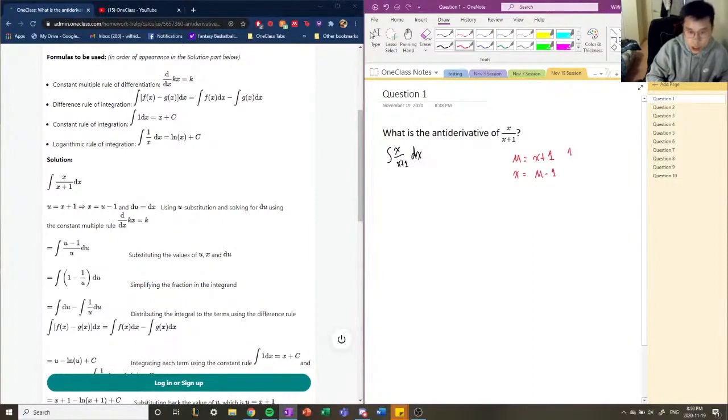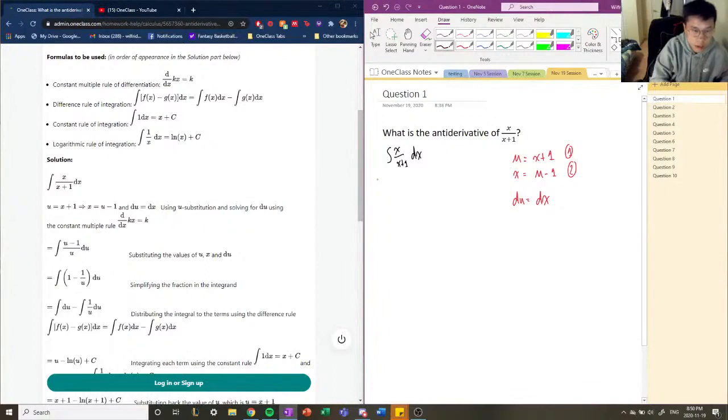Okay, so let's just label this 1 and this 2. All right, and finally, if we took the derivative of u in terms of x, we will get du over dx equals 1. I just simply derived it and I moved the dx to the other side to get du equals 1 dx. Okay. So we're going to use this substitution to change our integral.